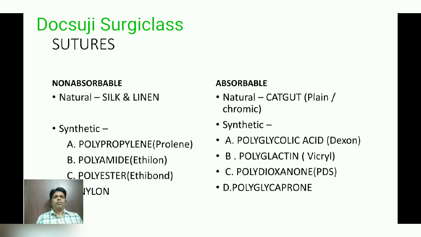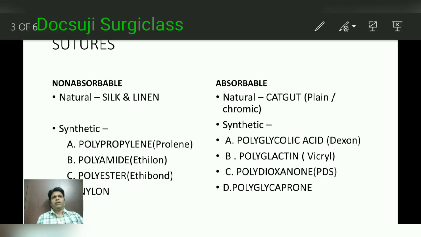Broadly, you can divide the sutures into non-absorbable suture material and absorbable suture material. In non-absorbable, again there are two classifications: one is natural and another one is synthetic. Natural has two materials, silk and linen. And if you take synthetic, there are four examples.